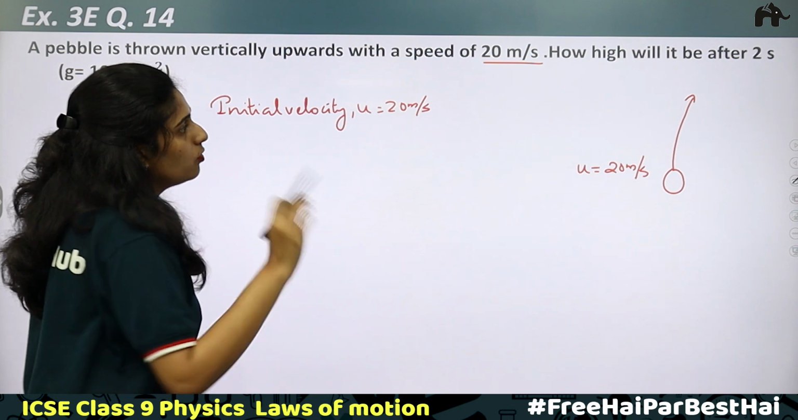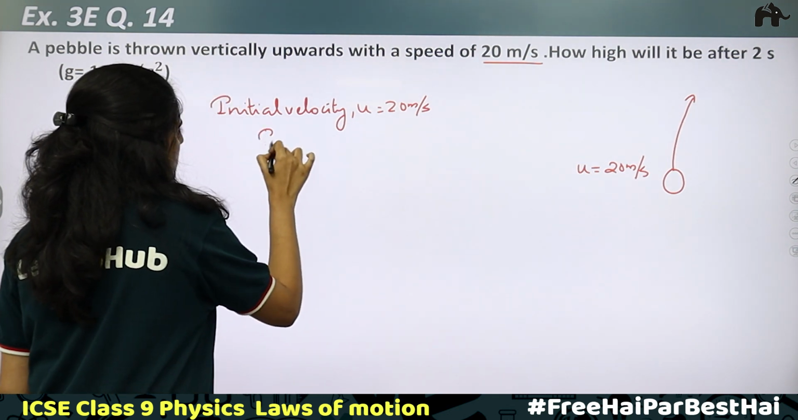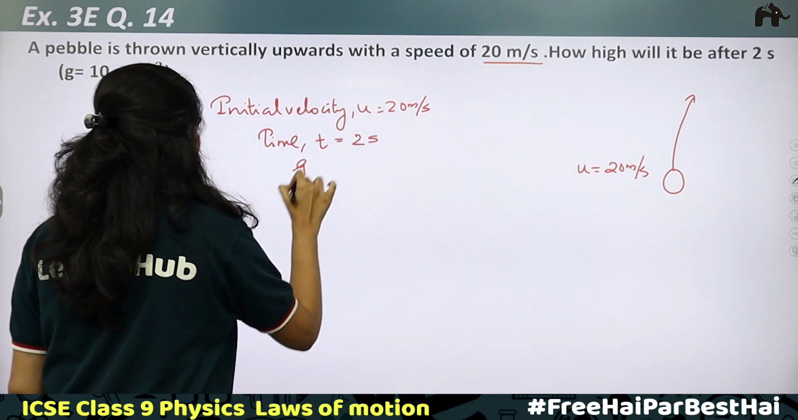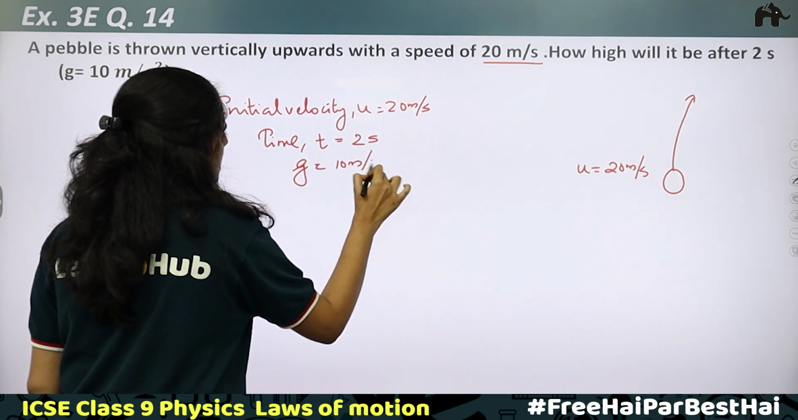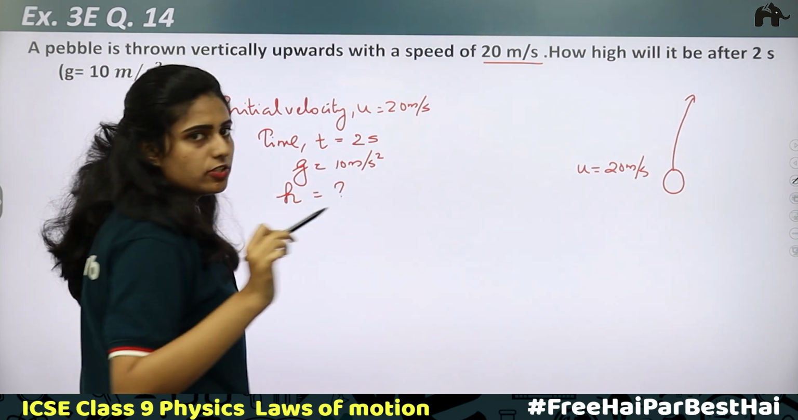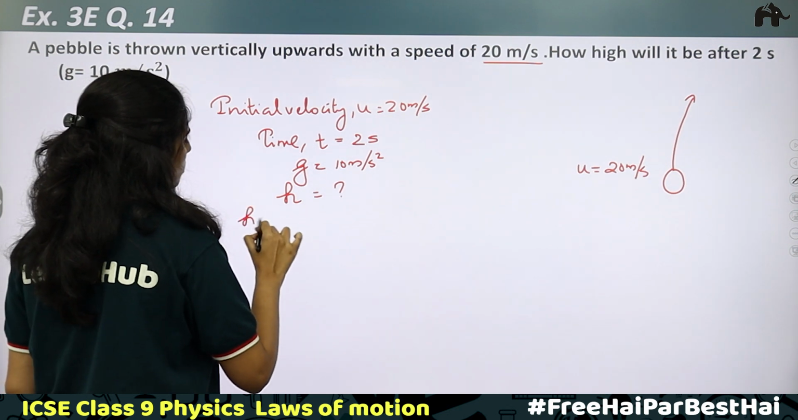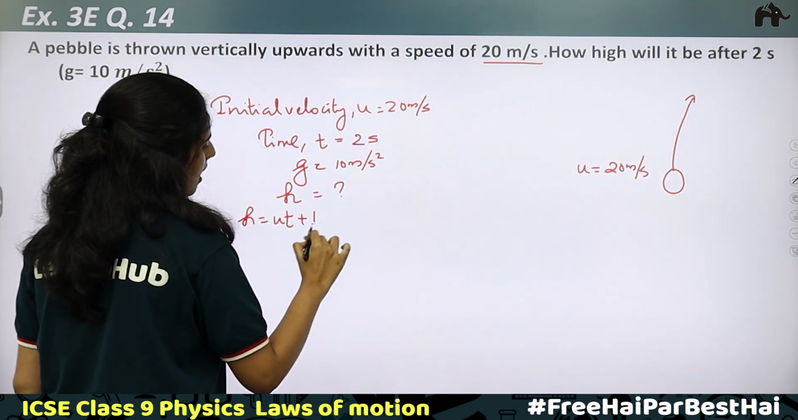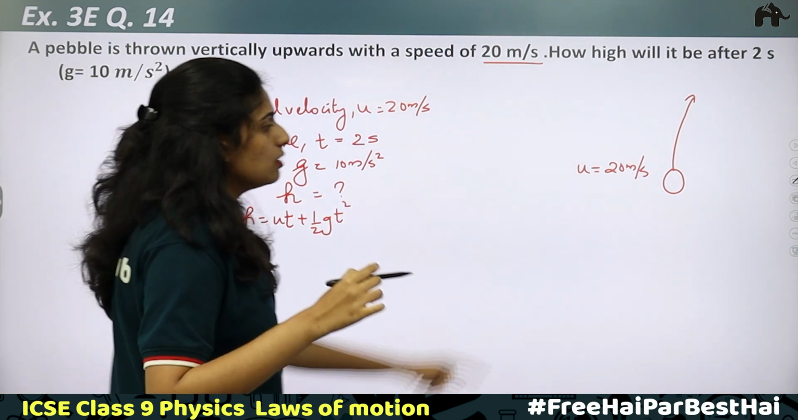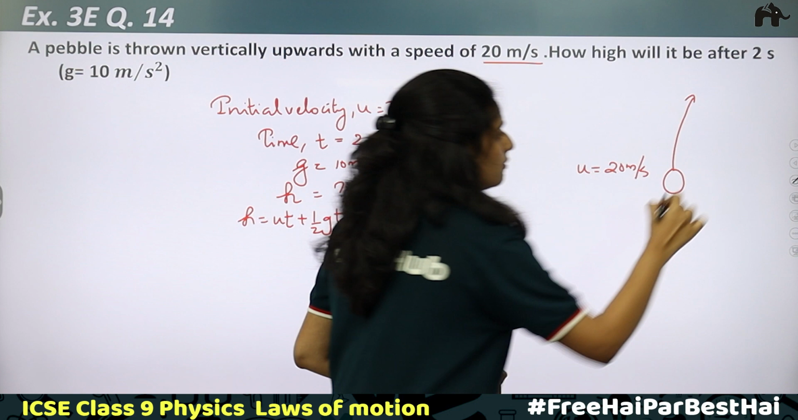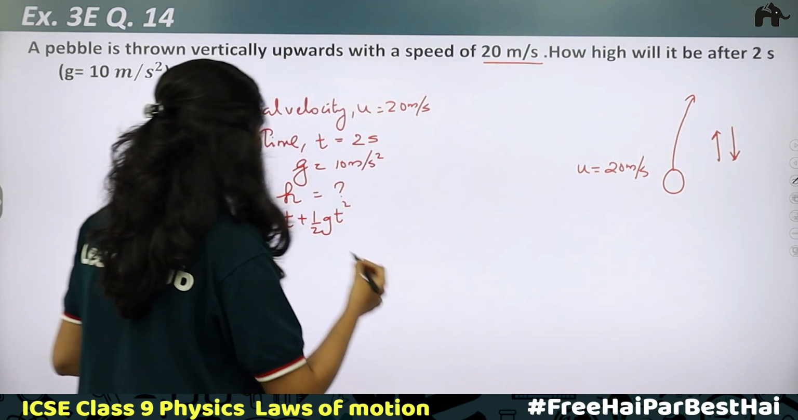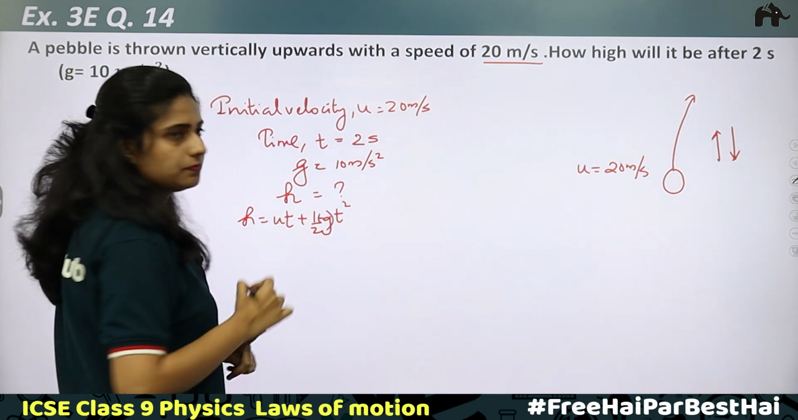How high will it be after 2 seconds? Which means time is given. T is equal to 2 seconds and G is taken as 10 meter per second square. We have to find the height H. So, which relation to use? We have H is equal to ut plus half gt square. Here you have to remember the body is moving upward. The force of gravity is acting downward, which means it is in the opposite direction. We have to take minus g.